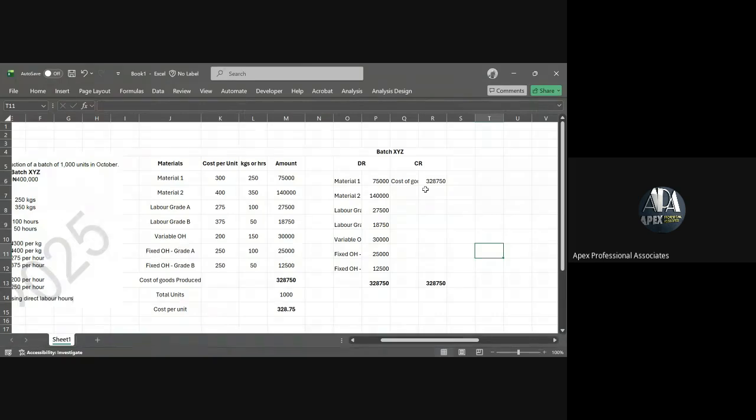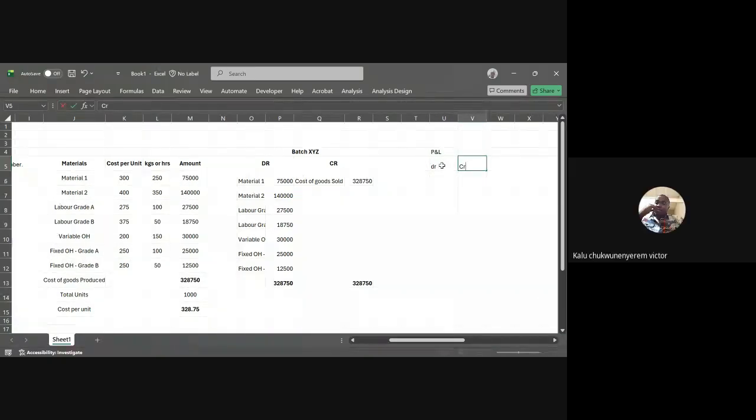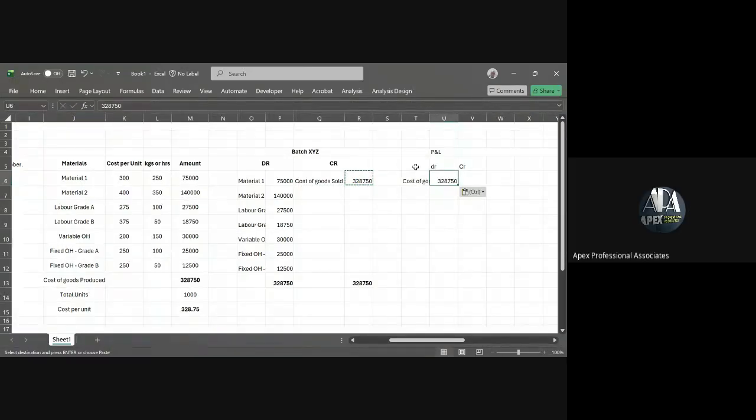So it is this amount on the credit side that will now go and be debited to your P&L account. So let's say you have your P&L here, which has both your debit side and your credit side. Is that correct? Yes, sir. On the debit side, there you have your cost of goods sold here. How much? 328,750. Do you understand now?